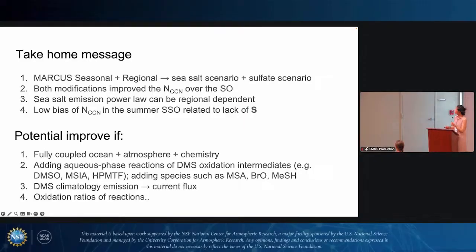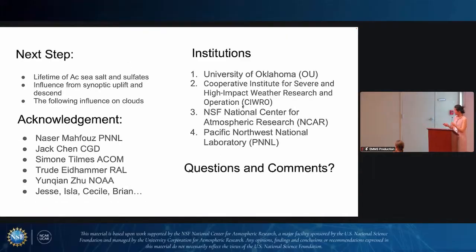However, I'm not going to talk about so much complex chemistry here. Instead, I would go through a different path, which is to look at how the ratio between sea salt and sulfate would be changed by the lifetime of accumulation mode aerosol, which is also influenced by the synoptic updraft and descent because of the close-by region of the storm track, and eventually looking at its influence on the Southern Ocean clouds.